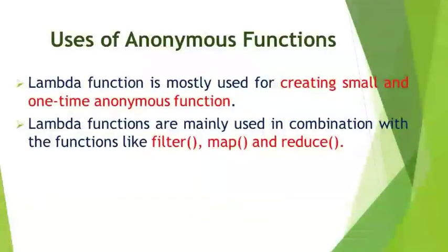What is the use of a lambda or anonymous function? A lambda function is mostly used for creating small, one-time anonymous functions. So, if you want to create a small, one-time function, this anonymous function or lambda function is used. Lambda functions are mainly used in combination with functions like filter, map and reduce. So it can be used in the filter function, map function and reduce function.